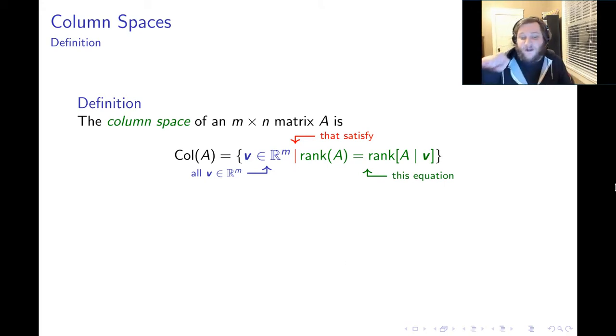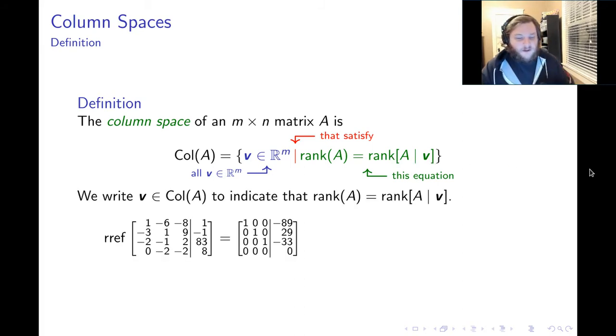To live in the null space, you have to satisfy the equation A times the vector equals 0. And to live in the column space, we need to satisfy the equation rank of A equals the rank of A augmented with the vector. So let's see an example here. When we write that v belongs to the column space of A, we're communicating that the rank of A is the same as the rank of A augmented with v.